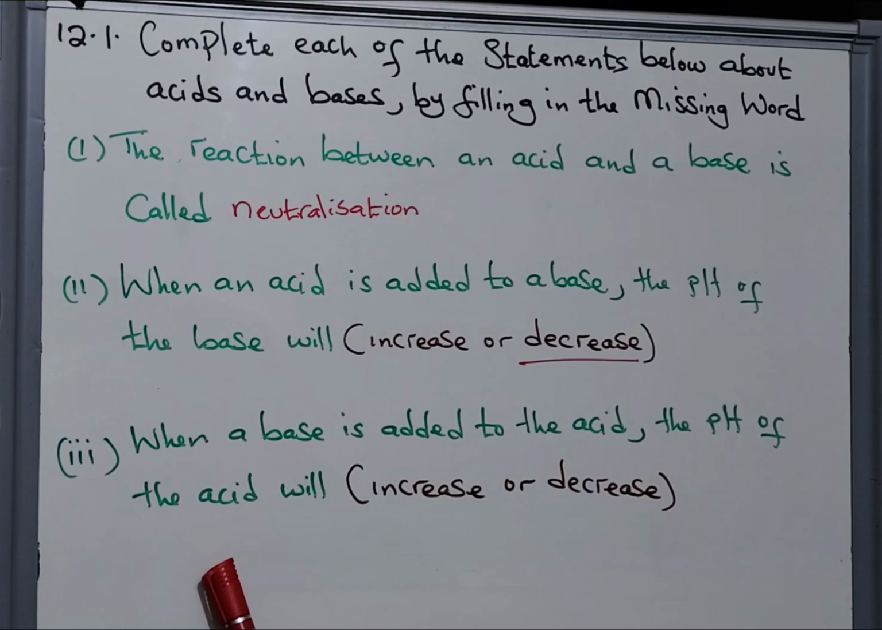Then comes this one. It says, when a base is added to the acid, the pH of the acid will... You have the acid, and what do you know of the acid? It has a low pH number, actually below 7. So when you add the base, which has a higher pH number, what happens? The pH of the acid will rise and so increase.